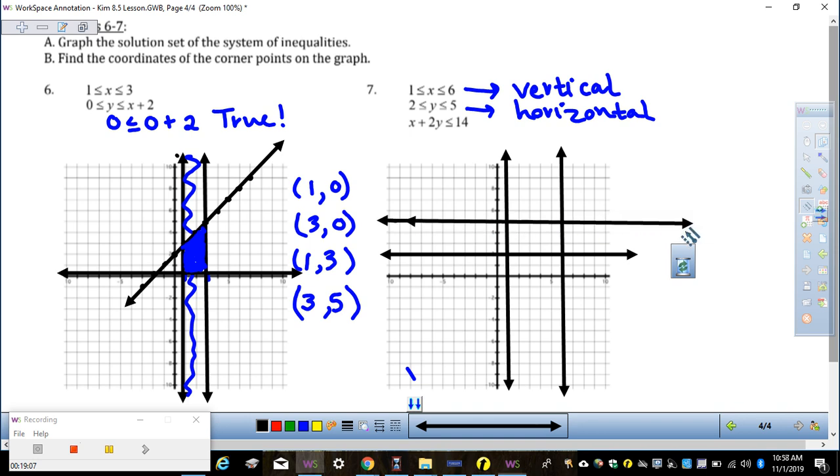So far what we've made, shading between the 2 vertical lines and between the 2 horizontal, is this nice little rectangle. And I've got one more thing that I need to graph. There's going to be a line that cuts through this rectangle and gives us our solution set. So in this case, I need to subtract x and divide by 2. So I'm going to end up with y is less than or equal to negative 1/2 x plus 7.